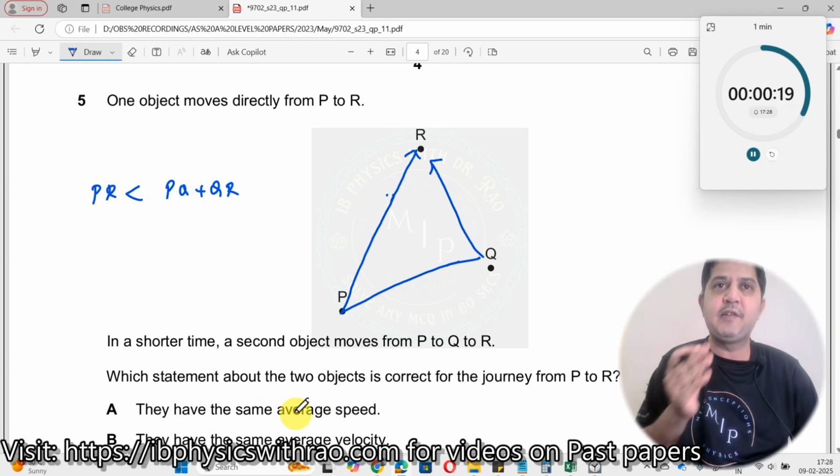They have the same average speed. Will they have the same average speed? No, definitely not. They will not have the same average speed because the distances are different.